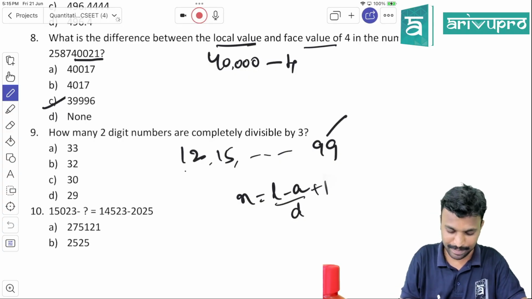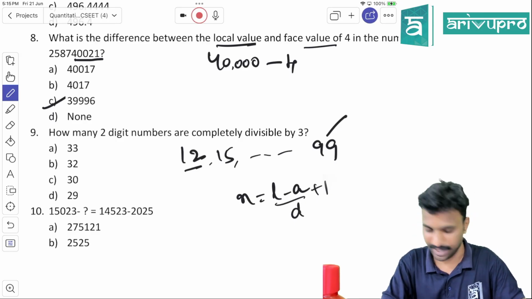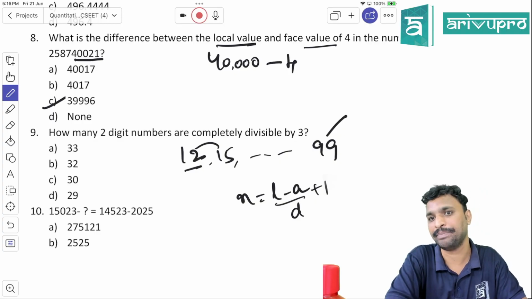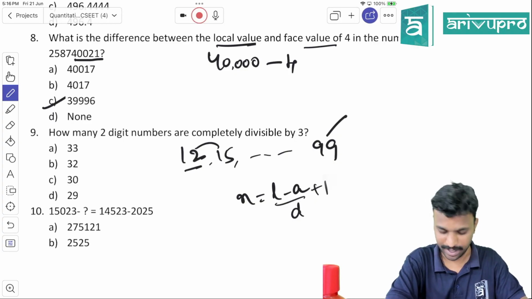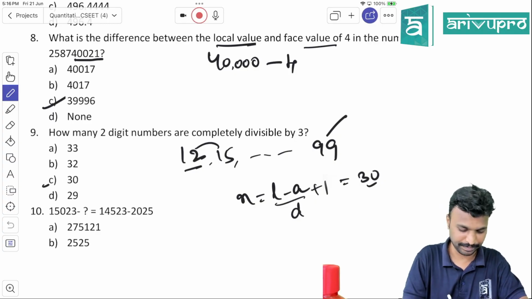What is the last term? 99. A means 12. 99 minus 12 is 87. What is D? Common difference is what? 3. 87 by 3. 3 2s are 6, 3 9s are 27, so 29. 29 plus 1, 30. Correct.